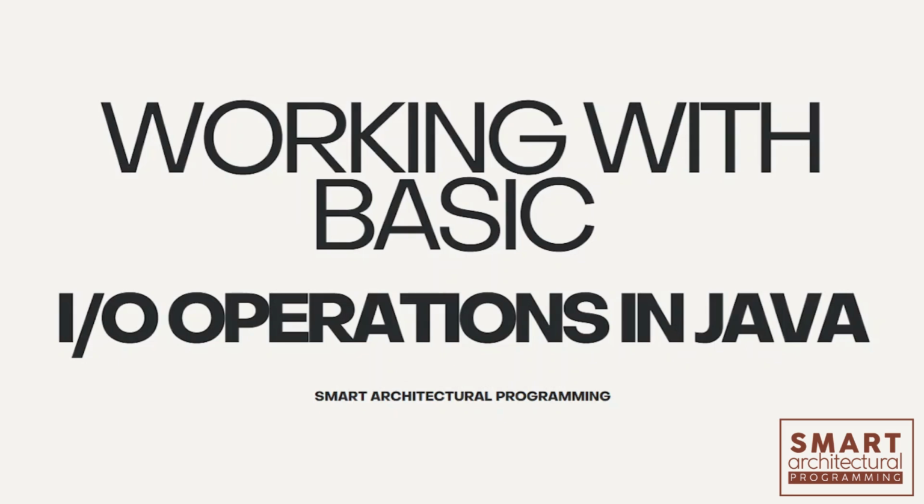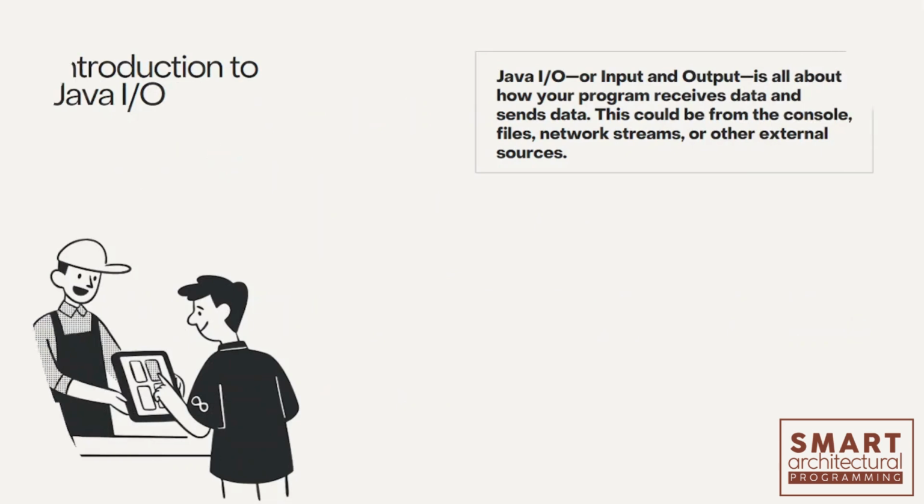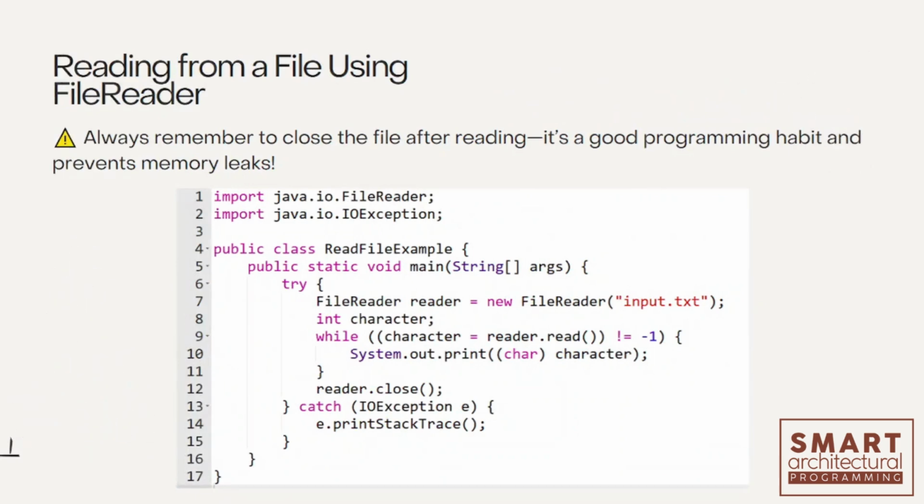So let's first understand what IO operations are in Java. Java IO, or input and output, is all about how your program receives data and sends data. This could be from console, files, network streams, or other external sources. In this video, we're focusing on the most common type, file-based IO. That means reading data from a file and writing data to a file using two core classes, FileReader and FileWriter. So how do you read from a file using FileReader in Java?